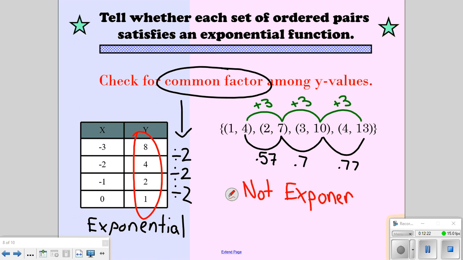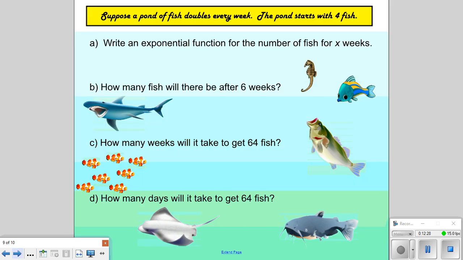And let's keep on going. So the final problem that we have for today is to suppose a pond of fish doubles every single week. So my growth rate is going to be times 2 because it's doubling. The pond starts with 4 fish. So my starting value is going to be 4 fish. So that's my starting value.